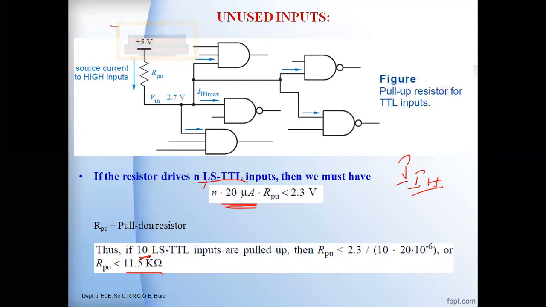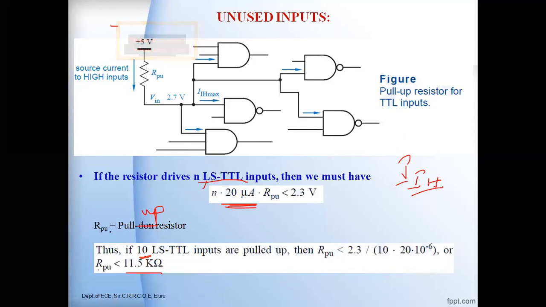So if you want to handle 20 unused inputs, then the value would increase to somewhat higher value here. And in the pull down case, the value... sorry, here it is pull up resistor. It is not pull down, it is pull up resistor, because it is pulling to the high state.